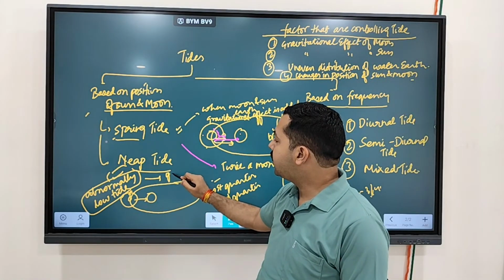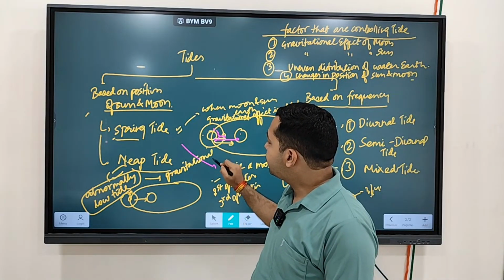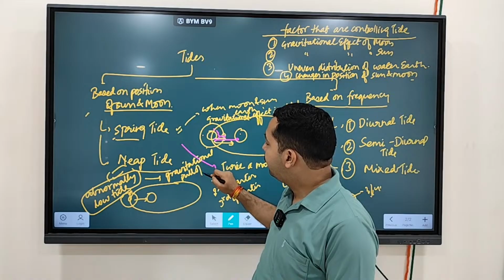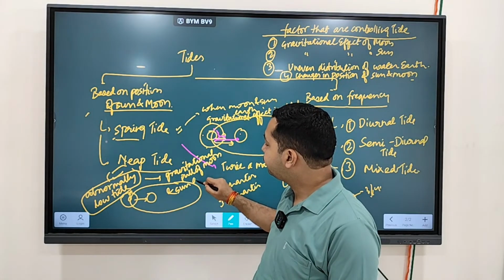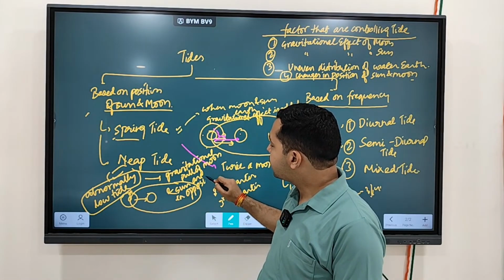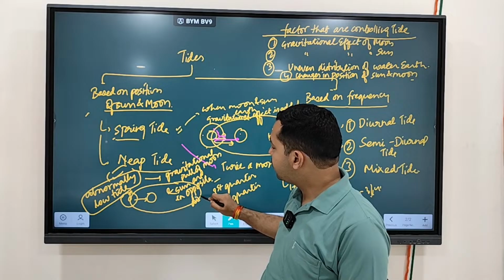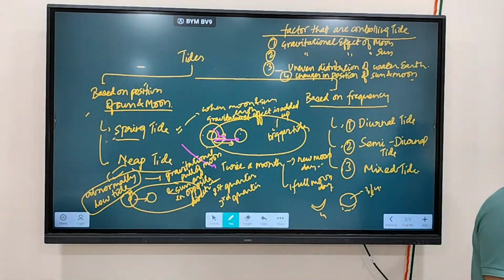Low tides are being observed because the gravitational pull of the moon and sun are in opposite directions. So which type of tides are being observed? Abnormally low tides are being observed. Fine.